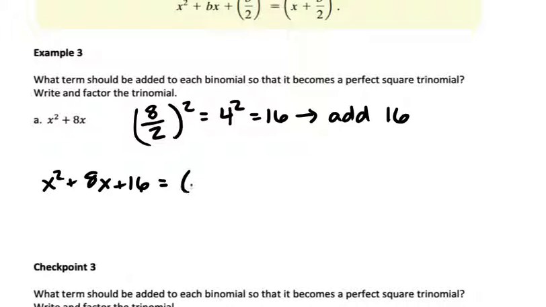Well, it's going to be 2 sets of parentheses. We don't have a number in front of x squared, so we're just looking for 2 numbers that multiply to 16 and add to 8. And so that's going to be 4 and 4. So not only is it easily factorable, we get 2 factors that are the same. And so I can write this as x plus 4 squared.